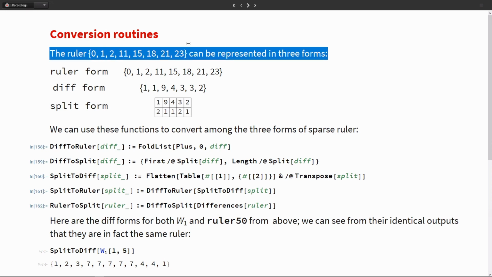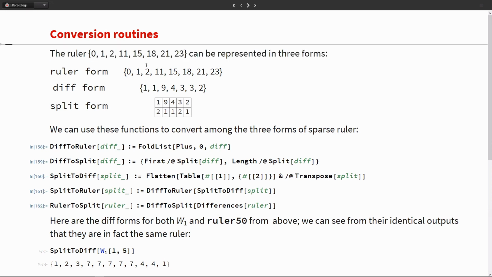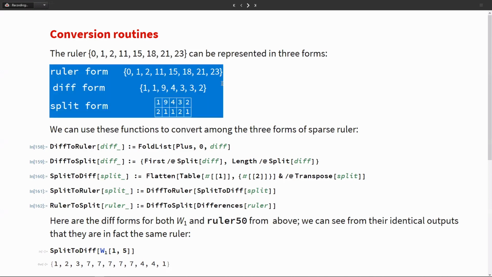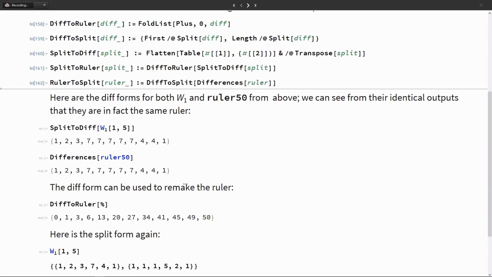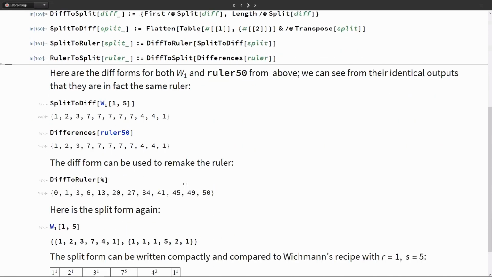So here's a rundown again. We've got the ruler form, which is just the marks. The differences form, which is a list of the differences between the values, and the split form, where the number of repeats for each number is given. And if a number is repeated more than once in sections, you just basically start the count over again. And here's various pieces of code to convert back and forth between these forms.